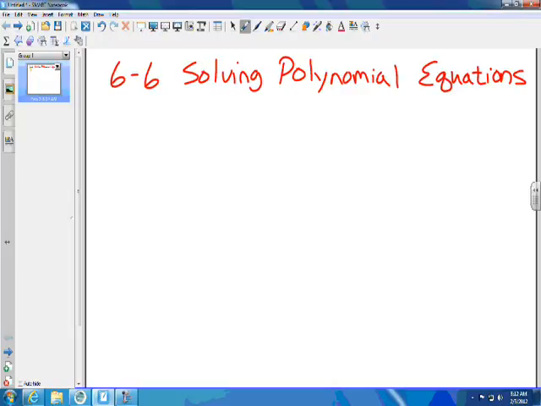Solving polynomial equations. Some of the stuff in this section is review because it worked for quadratics in chapter 5, and then some of it's new because they're not quadratic. So what you're going to have to recall are the steps of factoring. I am not kidding.